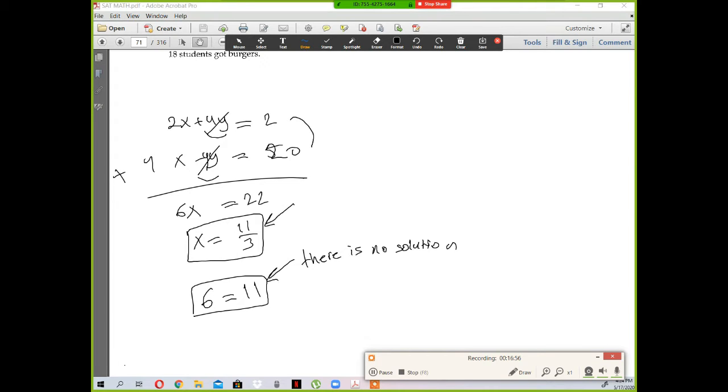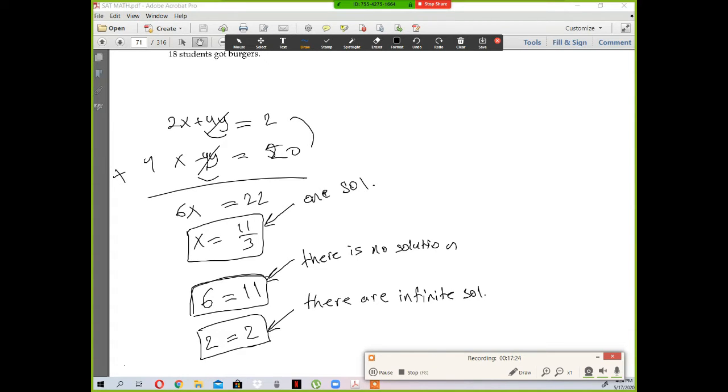But what if I had found something like this? 2 is equal to 2, which is always true. Logically, 2 is equal to 2, right? So in this case, there are infinite solutions.